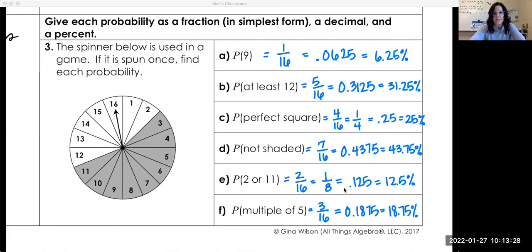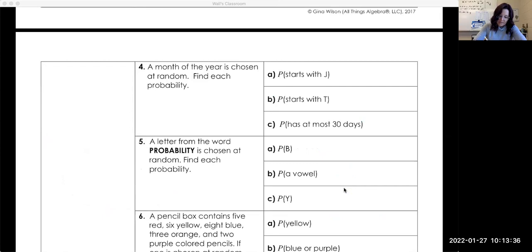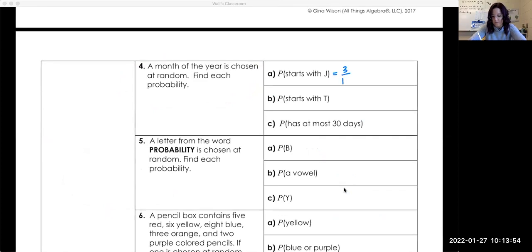Let's take a look at another example of an experiment. So for this one, our experiment was spinning the spinner. What if our experiment is choosing a month of the year at random? What is the probability that that month will start with the letter J? How many months start with a J? January, June, and July. So 3 out of how many total months? 12. That's a probability of 1/4, 0.25, or 25%.